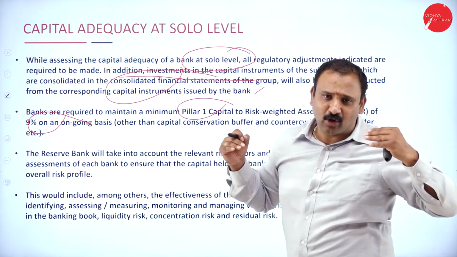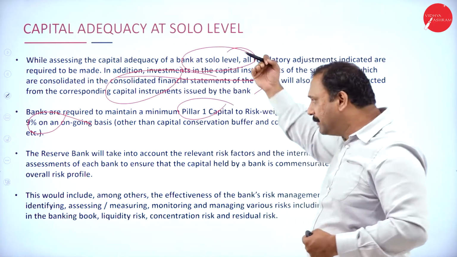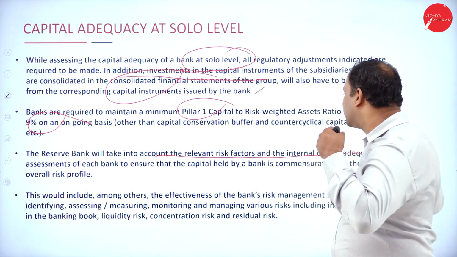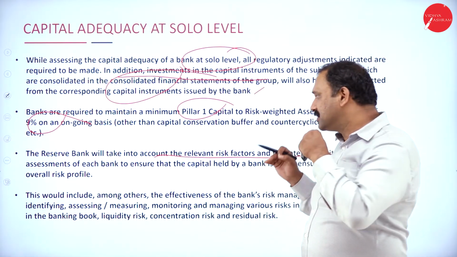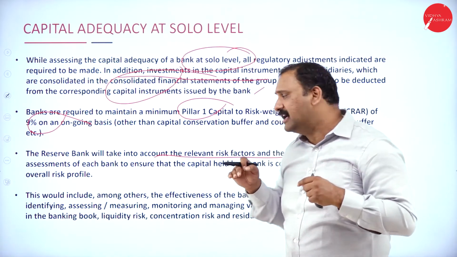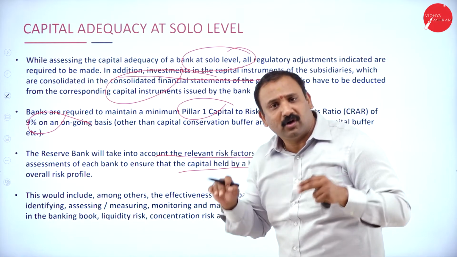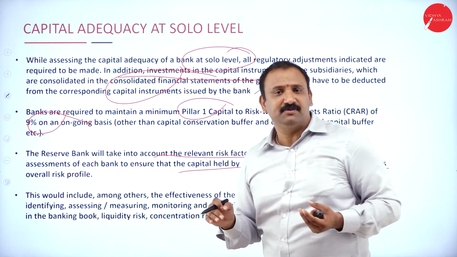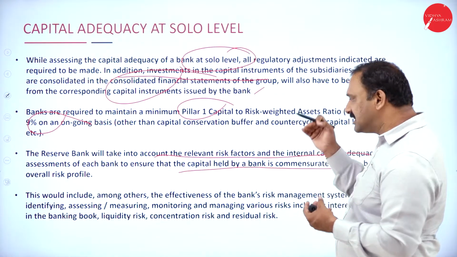That's definitely not appreciated from the bank. You need to keep a 9 and plus, which you need to keep going basis on the top end. The Reserve Bank will take into account the relevant risk factors of the internal capital that comes into picture. Why? Because the assessment of each bank is to ensure that the capital held by the bank will commensurate with the overall risk profile. So you need to say what is the risk profile, what are the factors that come into it, and that's how it will start working in terms of understanding the risk profiling.